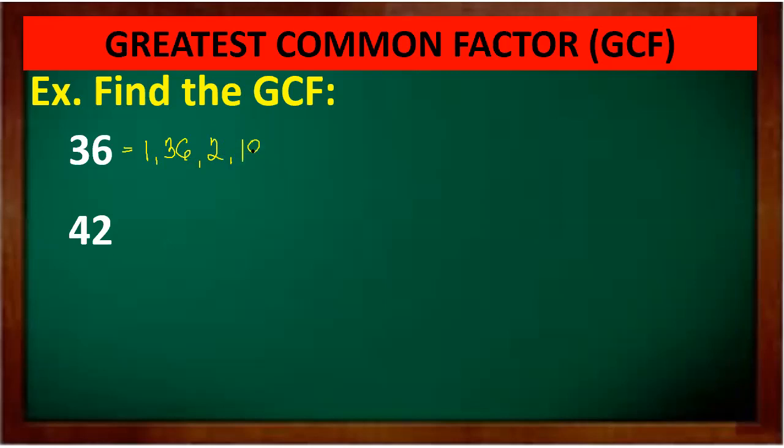So 2 and 18 are factors of 36. How about 3? Is that divisible by 3? Yes, okay. So when you divide 36 by 3, that will give you 12. And is that divisible by 4, 5? No, it's not divisible by 5 because it doesn't end in 0 nor 5.